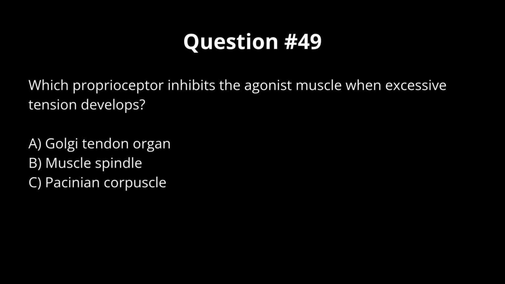Question number 49. Which proprioceptor inhibits the agonist muscle when excessive tension develops? A. Golgi tendon organ. B. Muscle spindle. C. Pacinian corpuscle. The correct answer is A. A Golgi tendon organ monitors tension and triggers relaxation to protect the muscle from injury.